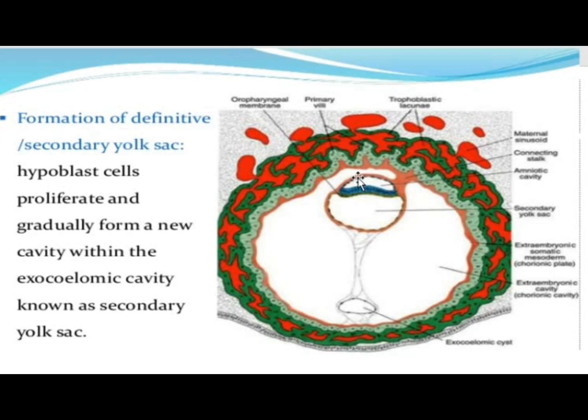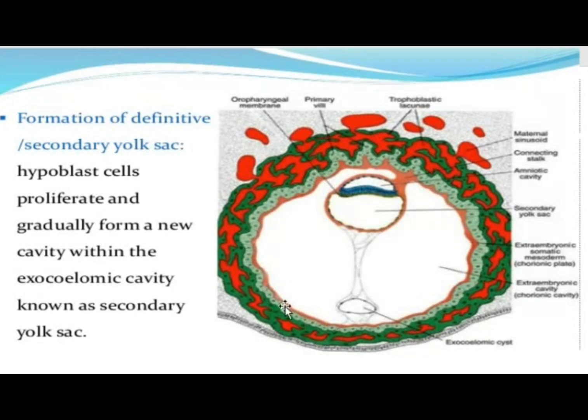The fourth membrane is the placenta. But before I talk about the placenta, I'm going to talk about the two parts of the chorion. The chorion is divided into two parts. The chorion is this membrane forming the boundary of the chorionic cavity.